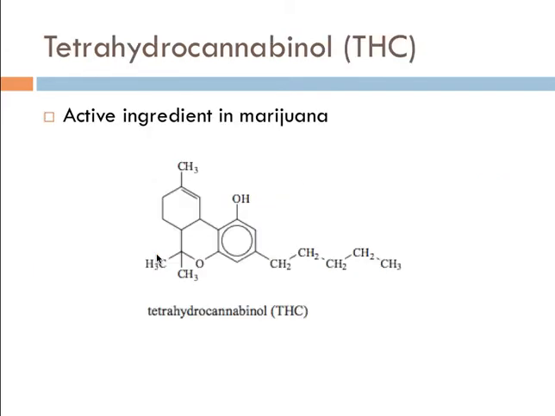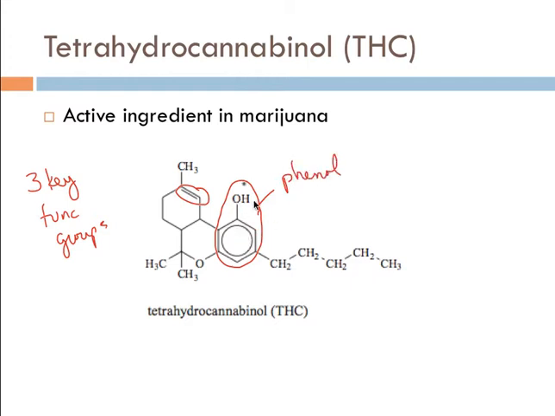All right, taking a look at THC, the active ingredient in marijuana, you want to identify three key functional groups. These being this alkene, this phenyl group, which is that benzene ring with a hydroxyl group added, and this group here being the ether. So these are the important functional groups to identify, as well as this pentyl group from the end.